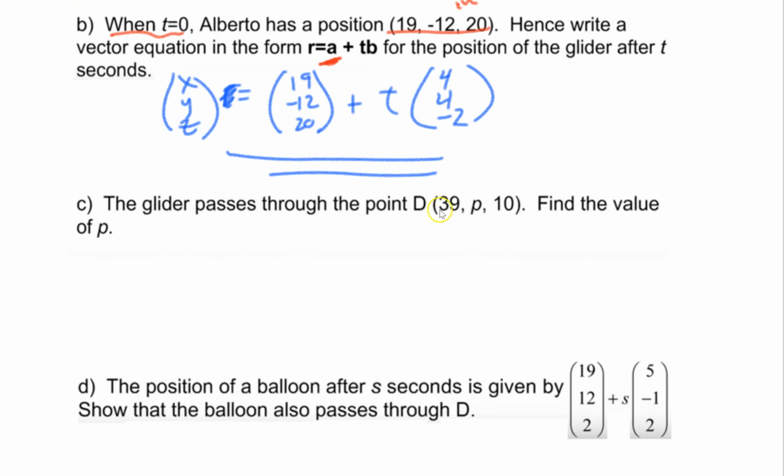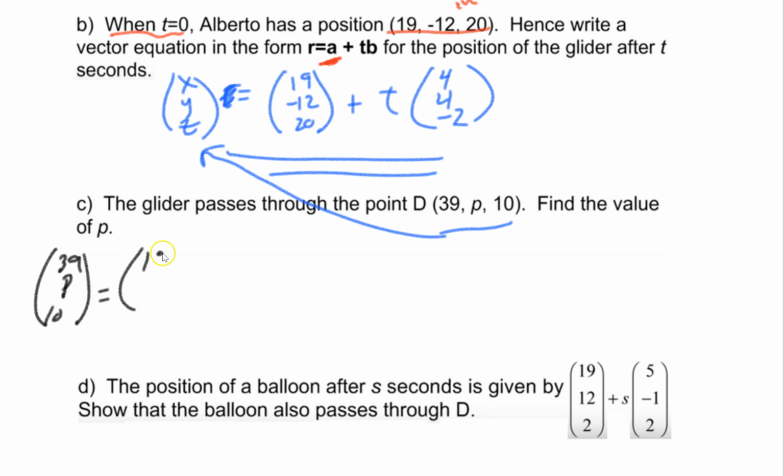The glider passes through the point D, find the value of P. So it's saying, hey, it actually goes to this point. So what that means is you're going to plug it in for this. So let's do that real quick. So I know my glider is going to go through this point. So I hit it at some point. So you're like, how do I solve this? Well, we're going to see a lot of this. What you do is you split it.